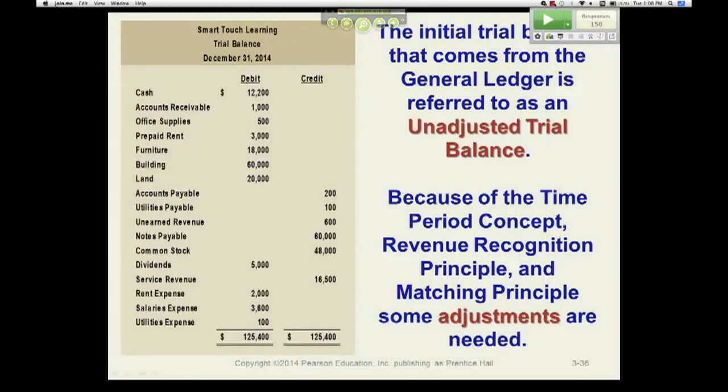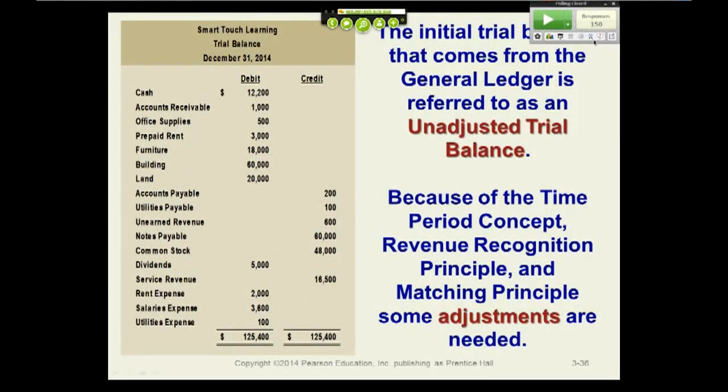So that trial balance you see there is not necessarily incorrect, but it simply means that we have to come up with changes. So, for example, if you take a look at office supplies, they are up there at 500. Those are the office supplies at the beginning of the period. What could have happened during the period? You could have used up some of those supplies.